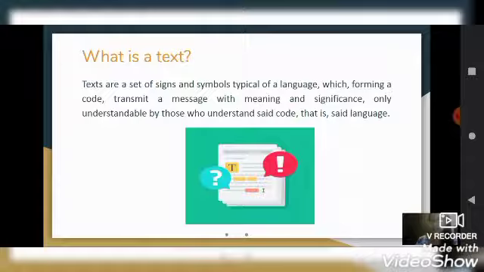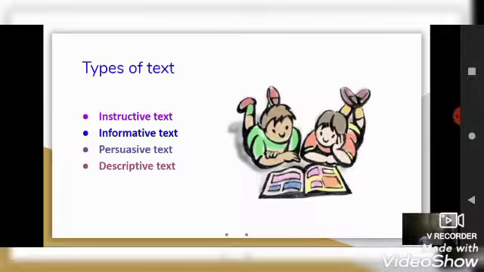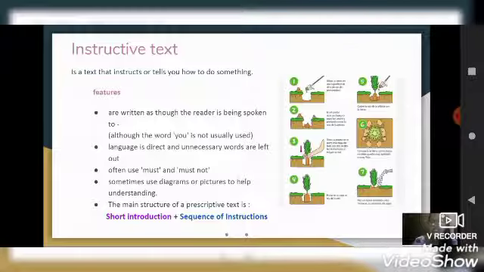There are different types of text. We are going to explain the following: instructive text, informative text, persuasive text, and descriptive text. Well, the first is instructive text. It is a text that instructs or tells you how to do something.